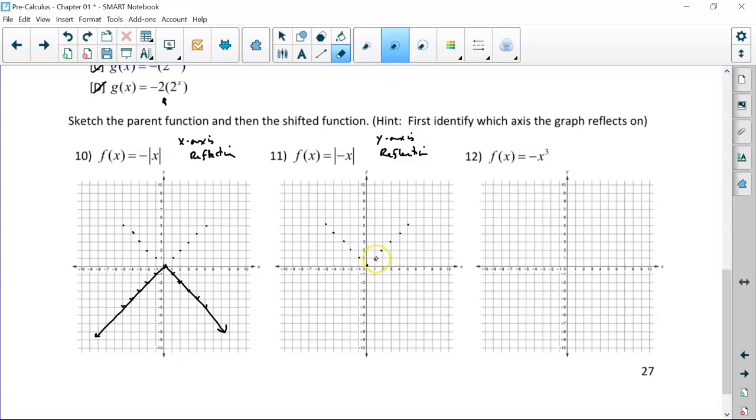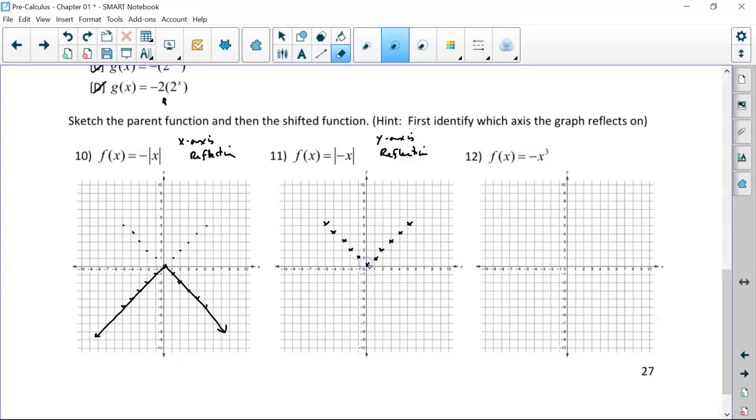So 1 times -1 is -1. 2 times -1 is -2. 3 times -1 is -3. 4 times -1, same thing. -5 times -1 is 5. Times -1 is 4. Times -1 is 3.